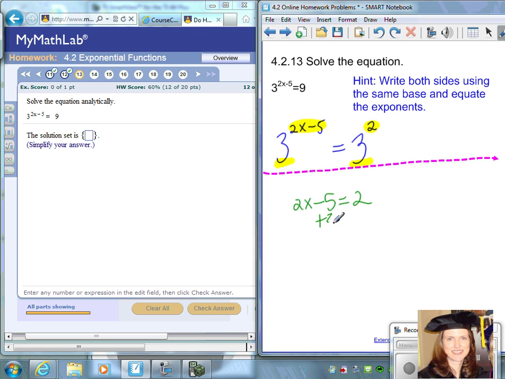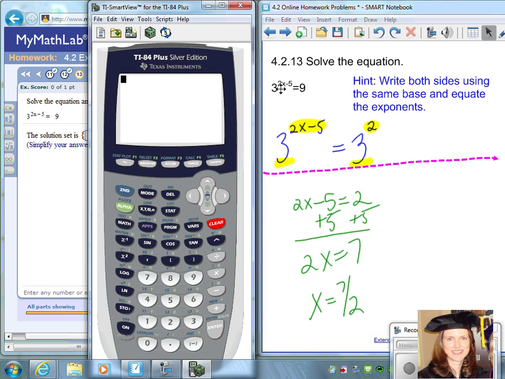Let's add 5 to both sides to get 2x equals 7. Divide by 2 to get x equals 7 over 2. You can check this with a calculator. See if the left side, if x is equal to 7 over 2, does that whole left side equal 9?